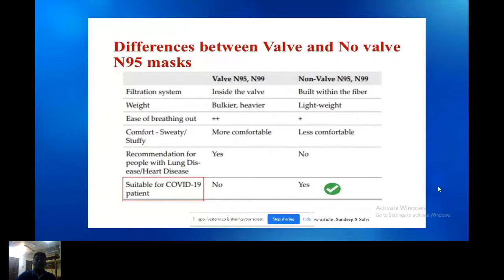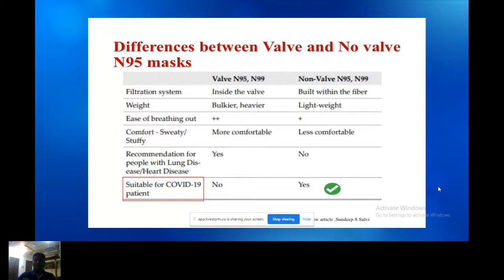Breathing will be easier in the N95 mask with a valve, but comparatively less so in the non-valve mask. It will be more comfortable for the operator, and the non-valve mask will be less comfortable. The valve mask is recommended for people with lung disease. But with a valve it is not suitable for a COVID-19 patient, because through the valve there is also a possibility of transmission of the disease.